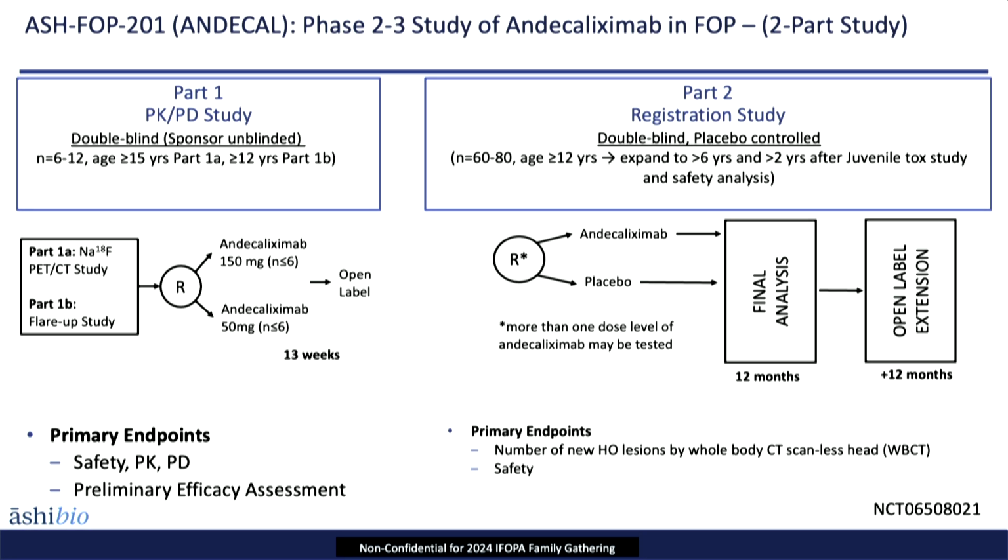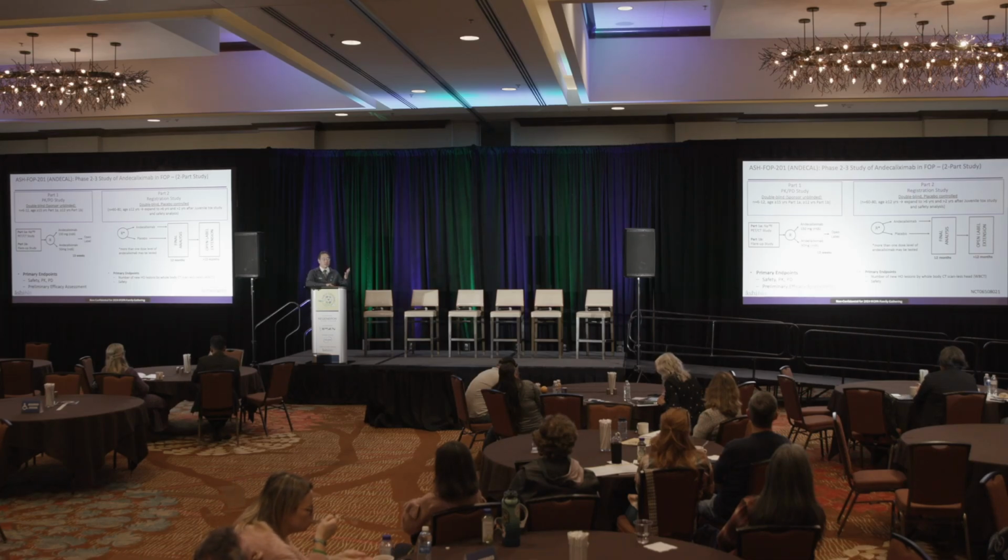There are currently 2 parts that are planned. There's part 1 and part 2. Part 1 is really a run-in study, and there are actually 2 subparts to that, part 1A and 1B. 1A is a PET CT scan. Basically, patients will be randomized to low dose or high dose of andecaliximab. There's no placebo at this stage, and just to test to see what's going on, they get 13 weeks of that, and then they switch to open label.